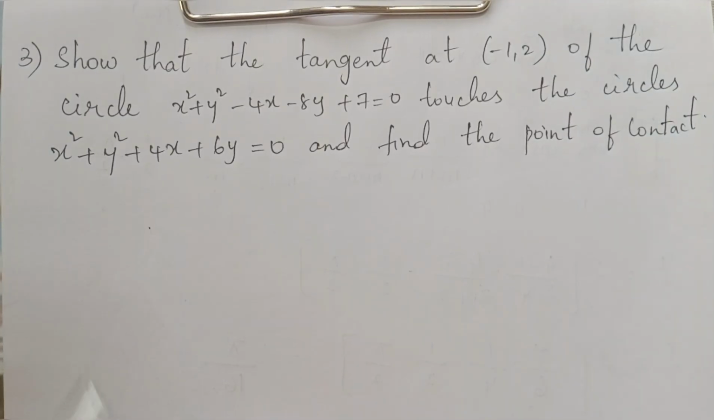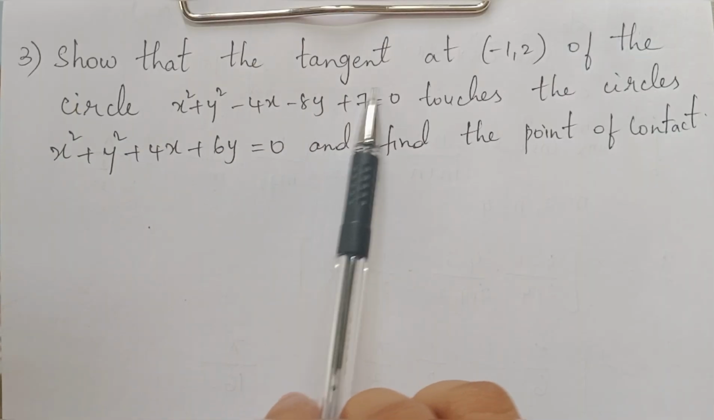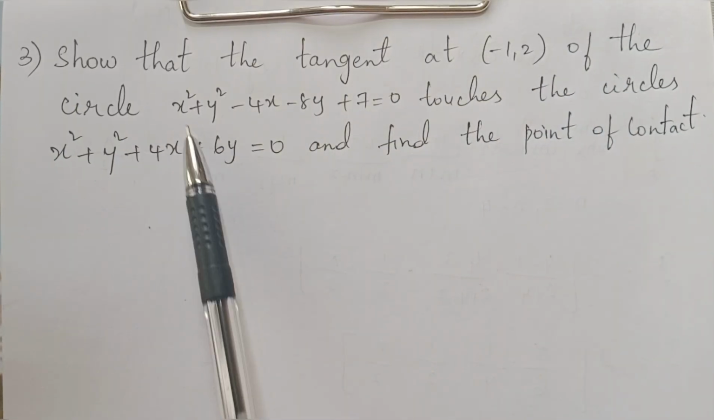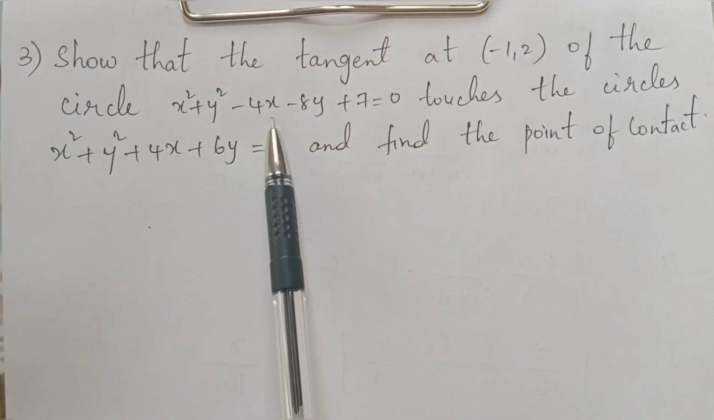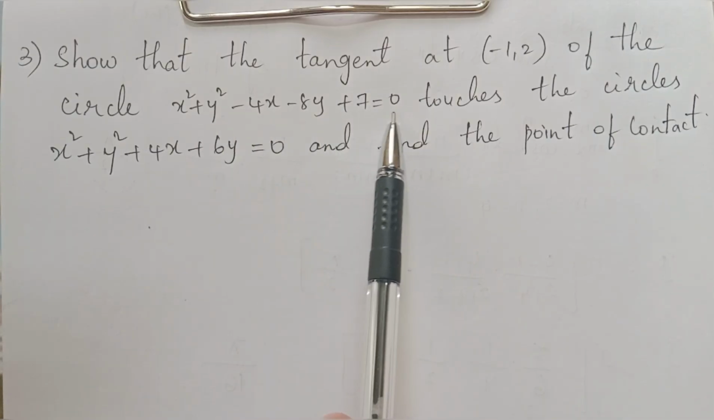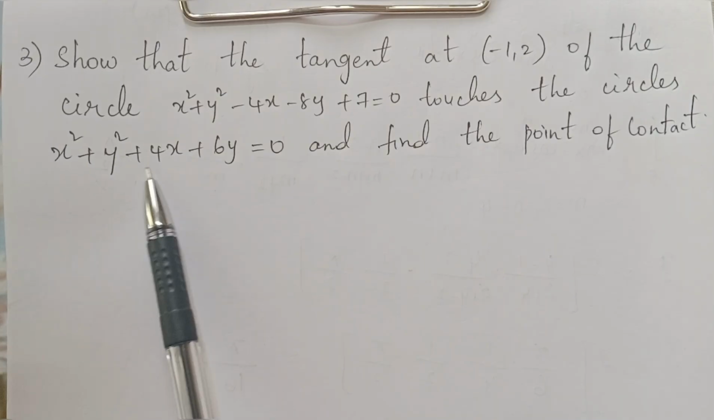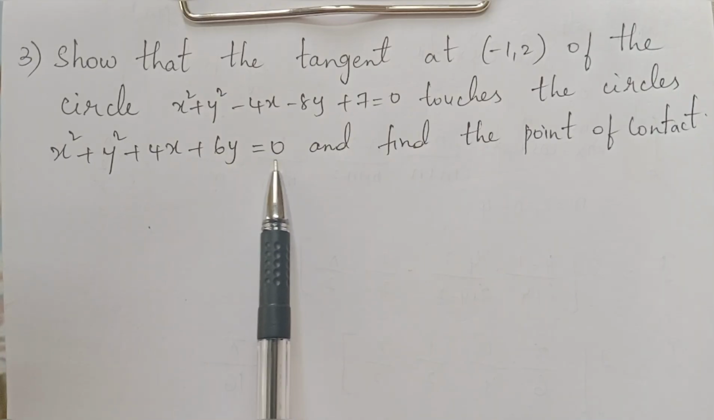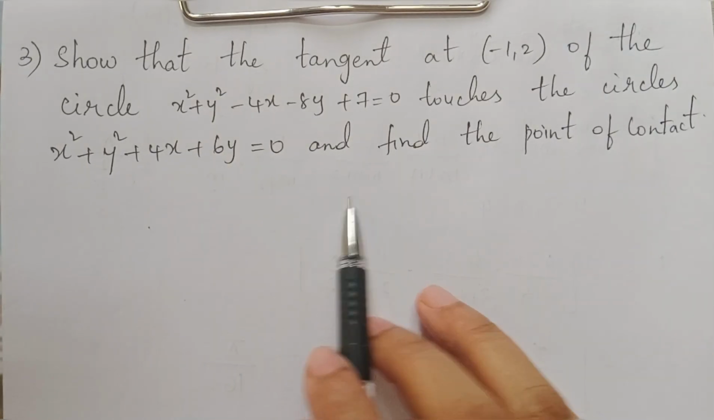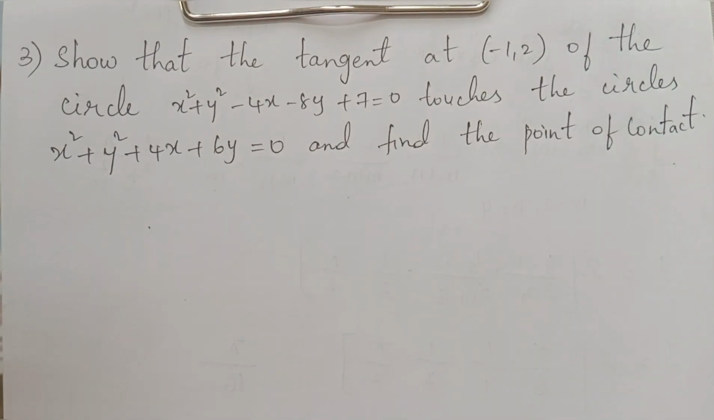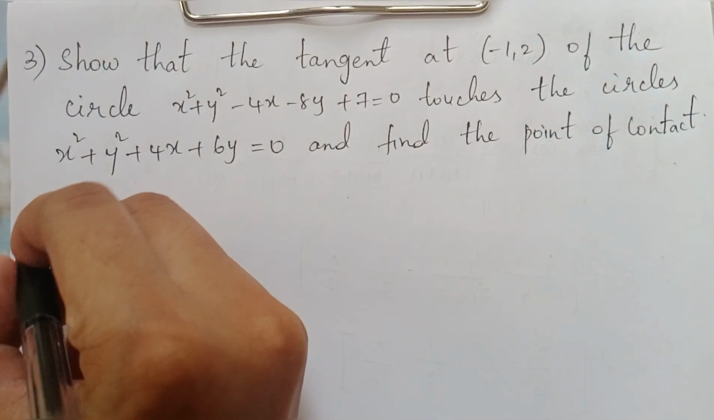Our third question of circles: show that the tangent at (-1, 2) of the circle x² + y² - 4x - 8y + 7 = 0 touches the circle x² + y² + 4x + 6y = 0 and find the point of contact. So here we have to first find the equation of tangent.